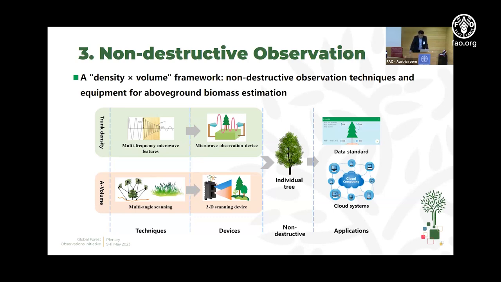In this framework, we divided the biomass observation into two parts. One is the above ground biomass density, and another one is the volume. And we use multi-frequency microwave features to detect the biomass density, and then we use multi-angle scanning to detect the volume, and then multiply the density with the volume, we get the accurate individual tree biomass, non-destructive.